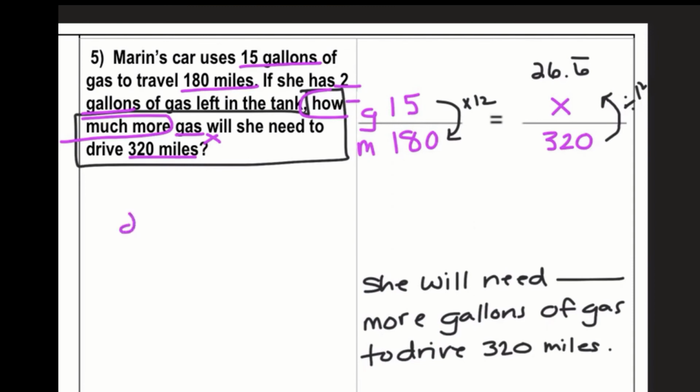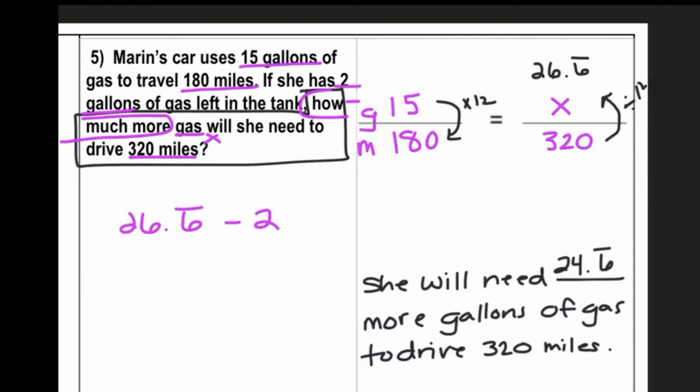So I'm going to take 26 and 6/10 repeating, and I'm going to subtract the 2 gallons of gas that I already have in the tank. That would leave us with 24 and 6/10 repeating more gallons of gas to drive the 320 miles. So this was a 2-part problem, wasn't it? Paying attention to how much more told me that I needed to subtract. She has this left, but this is the total gallons that her car is going to require to go the 320 miles. So we had to subtract to figure out the final answer for this problem.